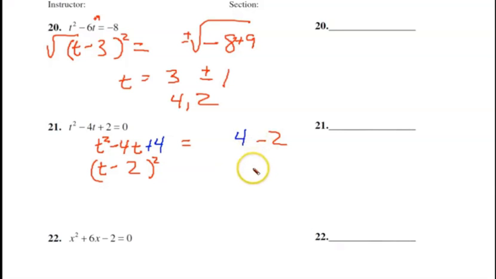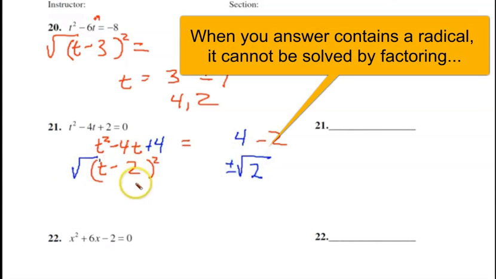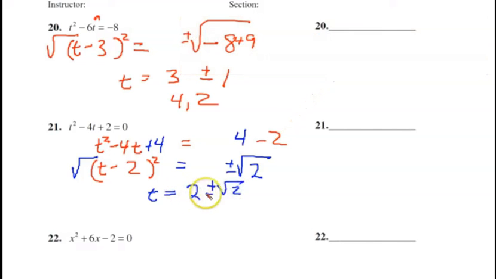So this now becomes a 2. So now I take the square root of that, plus or minus the square root of that. T equals, transpose my negative 2 to this side, becomes a positive 2, plus or minus the square root of 2. Those are my two answers.